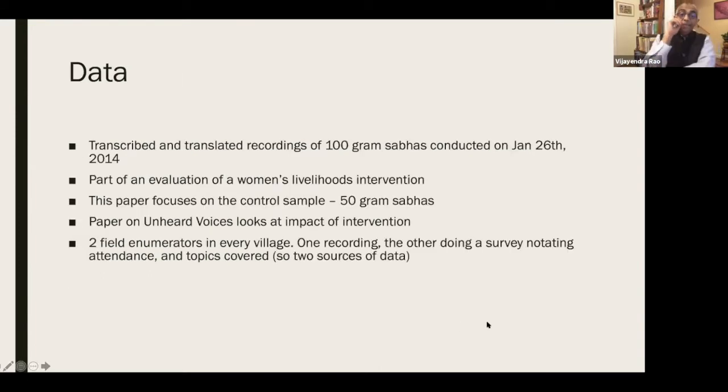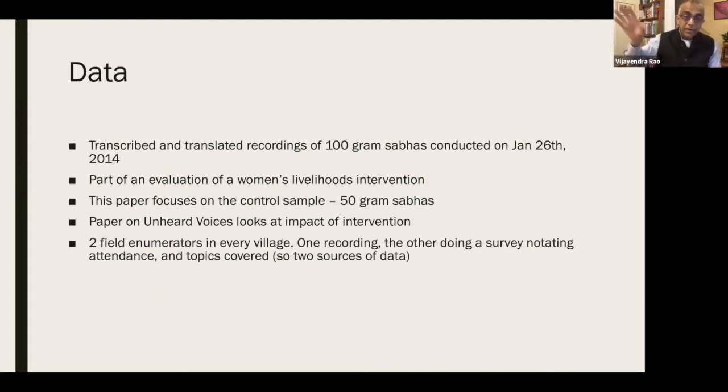The data are about 100 Gram Sabhas we recorded on January 26, 2014. Those of you who know India know that's Republic Day. Gram Sabhas happen in Tamil Nadu on Republic Day, May Day, Independence Day, and there's one more, I forget. Anyway, in this paper, we're looking at 50 Gram Sabhas.